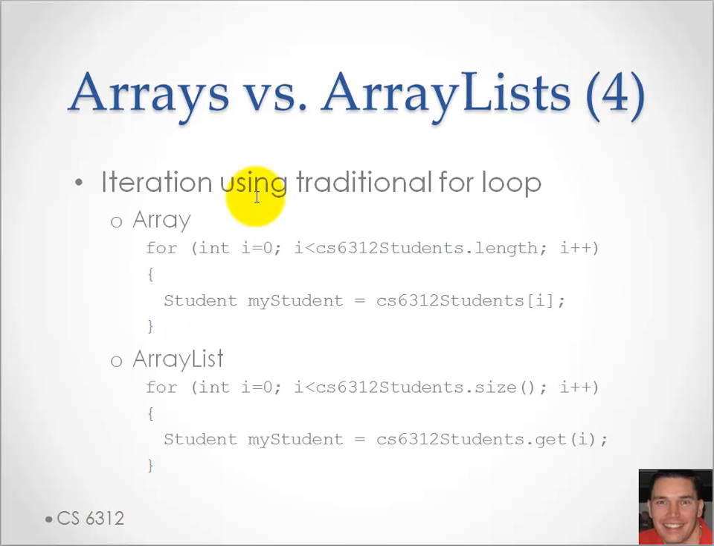And then lastly, we have a comparison of going through and iterating using a traditional for loop. Again, note that there's a lot of similarities, except for arrays the size is returned by the length attribute. The size for an array list is returned by the size method. To access an element within our array, we use the brackets and our index. To access an element within an array list, we use the get method.